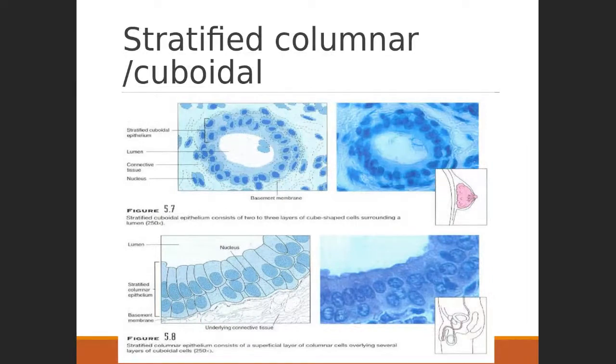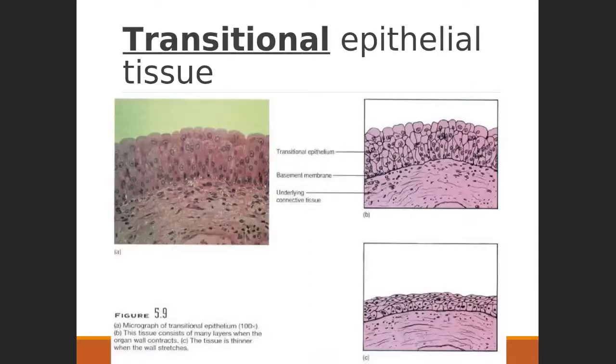Stratified columnar, stratified cuboidal. We don't really see that one very often. But again, we're looking for layers, then we look for the superficial shape. That will give you your combination of classification. Transitional epithelial is a special case.